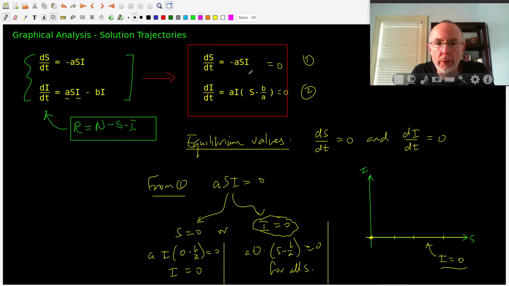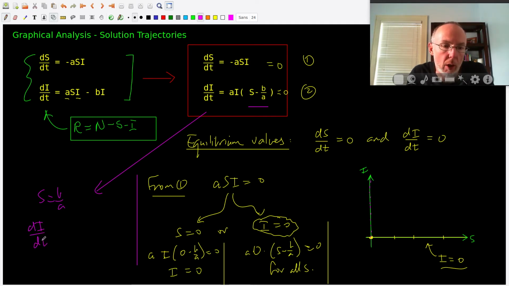Looking at these equations, you can see there's also something interesting happening when S is equal to 0. Along the line where S is 0, which is the y-axis there, the rate of change of S will be 0. And then when S is equal to B over A, we see that the rate of change of I is 0. So there's a special value of S. Let me draw in that special value of S. There it is. This is the line where S is equal to B over A. And when that happens, the rate of change of I is 0.